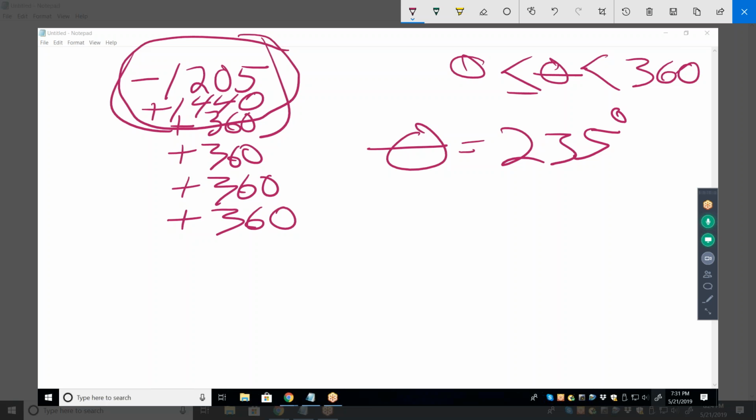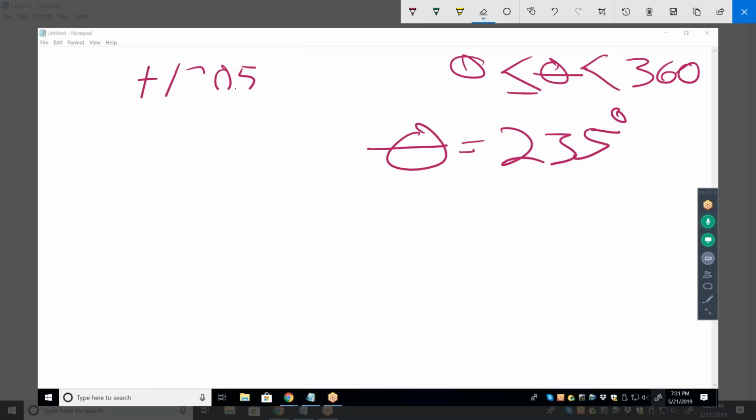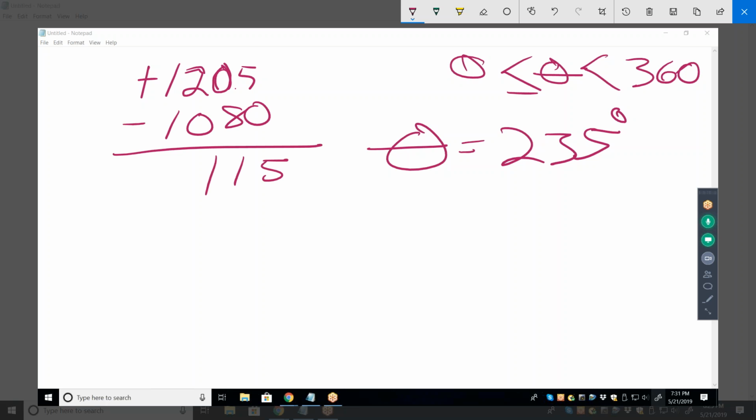Okay. So how do you figure out how many you have to add or subtract? You just kind of have to look at it and keep adding them until you get a positive number. If it was plus 1205, then I would start subtracting 360s until I get it within this range. If I subtract 3 360s, that's 1080, and that would give me 115 degrees. So that would be the coterminal angle if they'd started us on plus 1205.